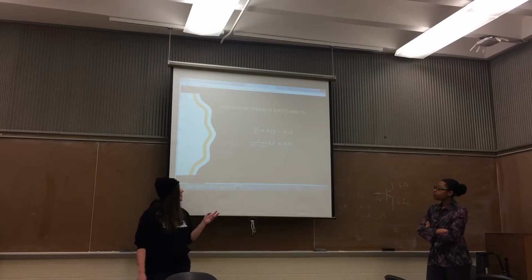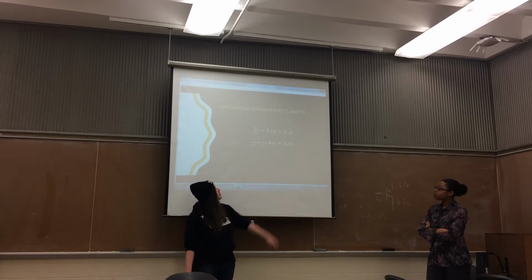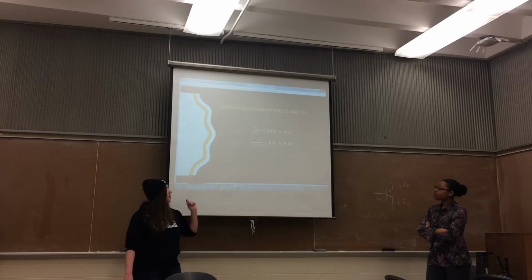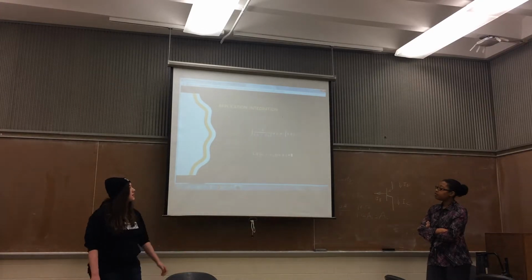So we have to multiply the right-hand side by dt, which is why dt appears on the right-hand side. And now we need all the y's on the left-hand side, and we can do that by dividing both sides by y minus y naught. And that's how we get the equation at the bottom.